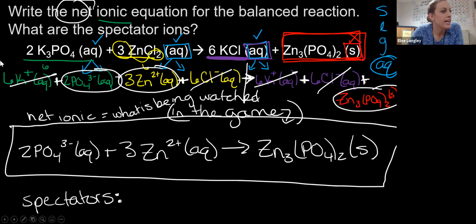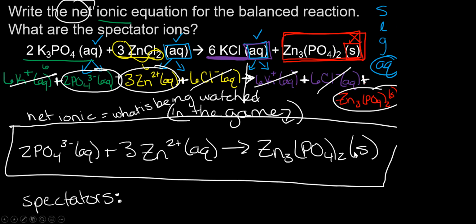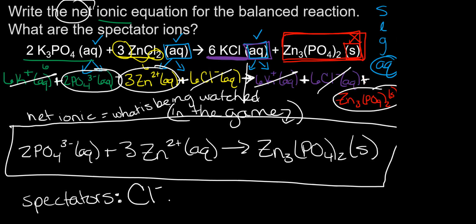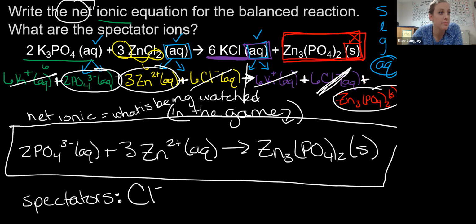So net ionic equation is what is being watched. Zinc phosphate is what is being watched. So it cannot be a spectator. Try again. What do you think a spectator is? Is it the chlorine? One of them is the chlorine. It's just the identity of the spectator. What would the other spectator be? Who else just watched and did not participate?